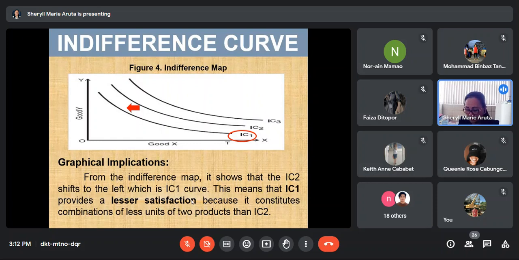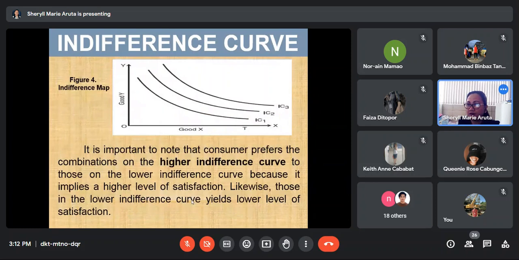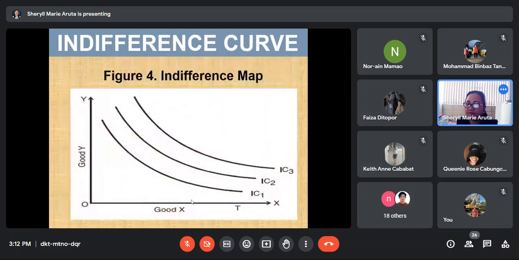Okay? So if we give an example. Okay, let's go back here. IC3, IC1, IC2, IC3. If I will ask Ninya, your reference is IC3. What will be your implication for IC2?